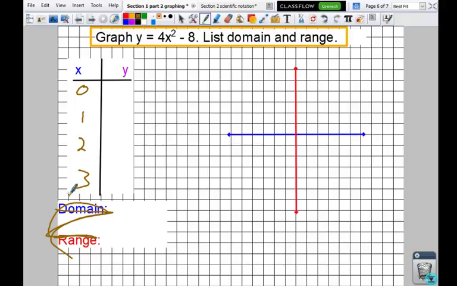I went 0, negative 8. Yep. And then I went 1, negative 4. Uh-huh. And then I went 2, 8. Yeah, that's right. Now I have to go to 3, 4, 4. Very good. I'll show you. I don't know why you're doubting yourself, man. You got this. I believe in you, Lucas. Everyone does.